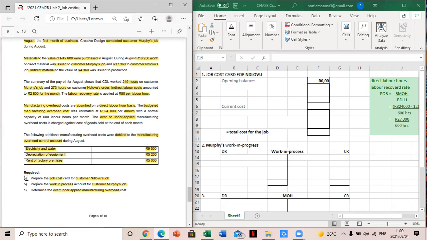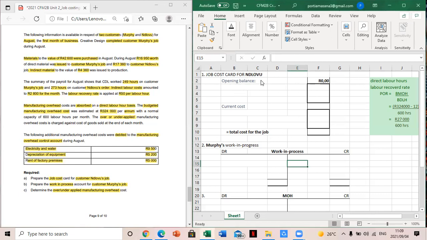Okay, so going back to our required, A says that we must prepare the job cost card for customer Ndlovu. Okay, so let's go to Excel. So basically, this is how your job cost card framework or format looks, right? So we have our opening balance, and under opening balance, we have our direct material, direct labor, as well as our applied, right?